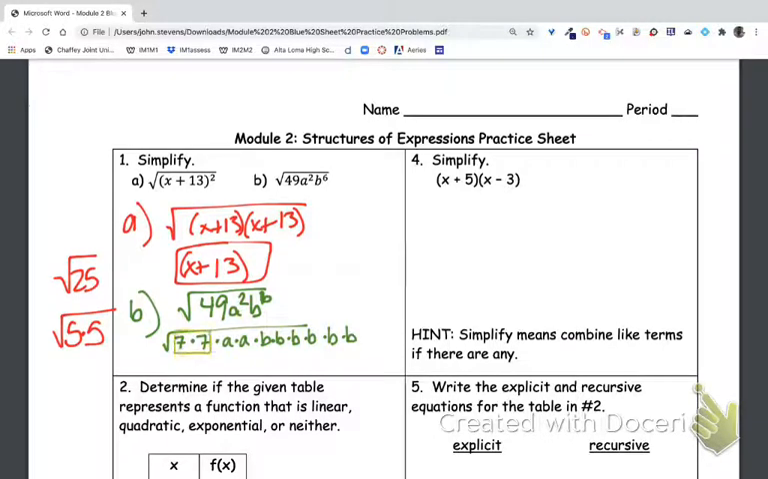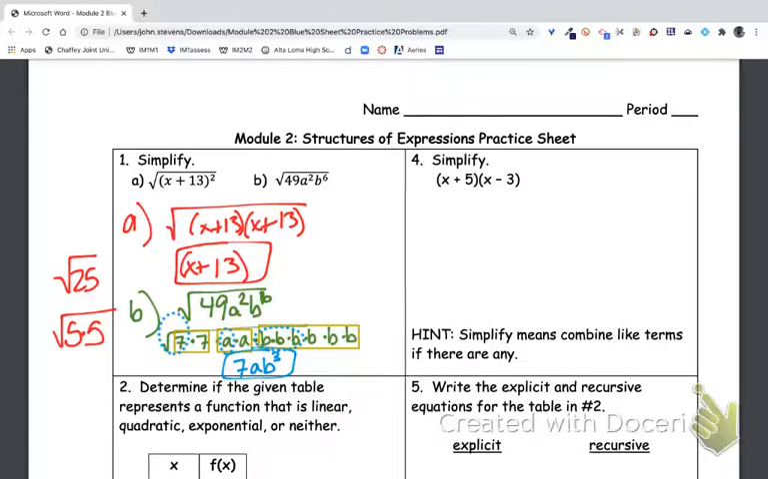So we can pull out a 7, an a, and here we've got 6 b's, which means that we can take half of them. We can take 3 of the b's. So we'll end up pulling a 7, an a, and 3 b's to get us 7a b cubed, or b to the 3rd power.